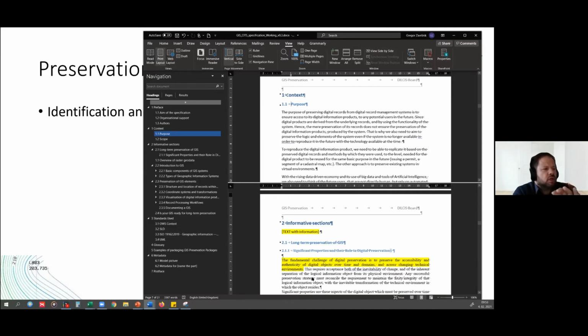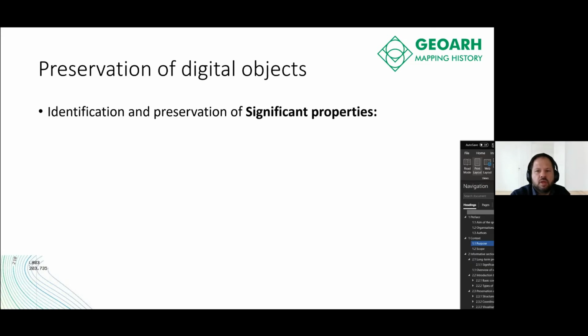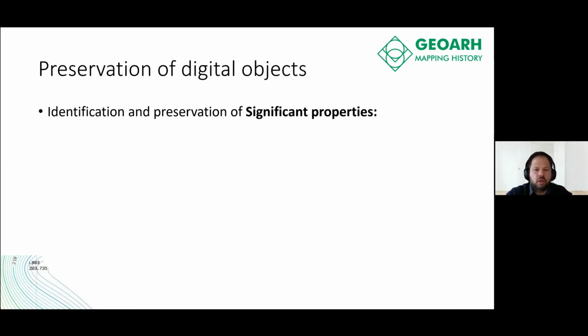So basically, the fundamental challenge of digital preservation is to preserve the accessibility and authenticity of digital objects over time and domains and across changing technical environments, because this requires acceptance of both the inevitability of change and of the inherent separation of the logical information object from its physical environment. We will not store the hardware and the software probably. And of course, in the light of supporting the digital economy, if we want to make the data available to future users like AI and big data applications and so on, we want to have them in a simple machine readable form available in the standards that will be current at the time of the access.